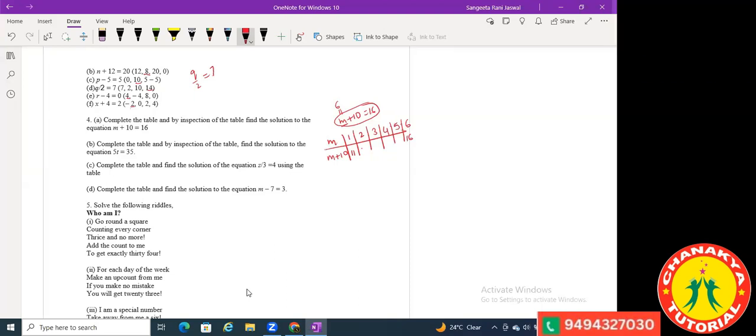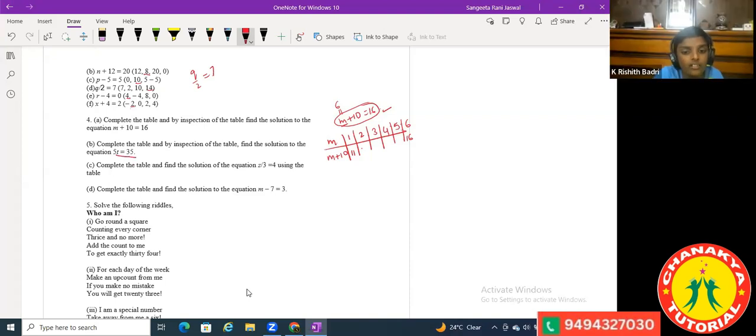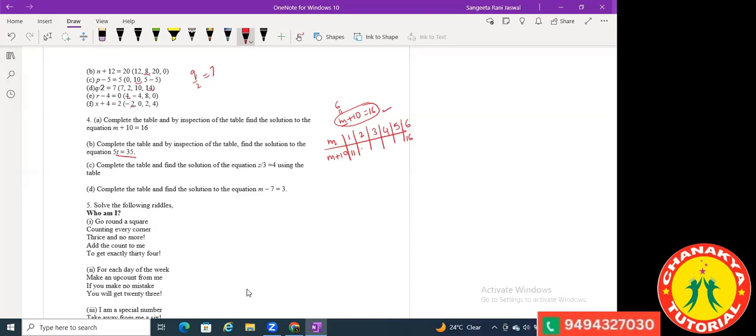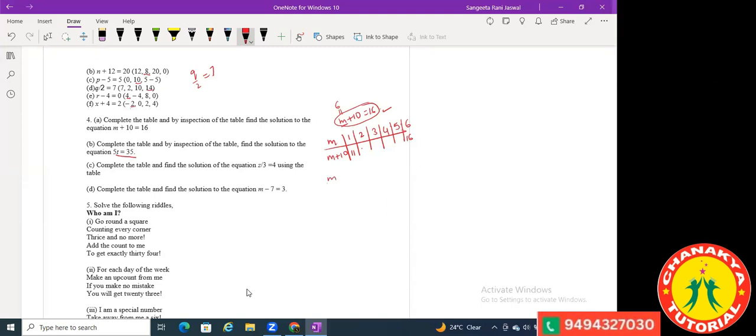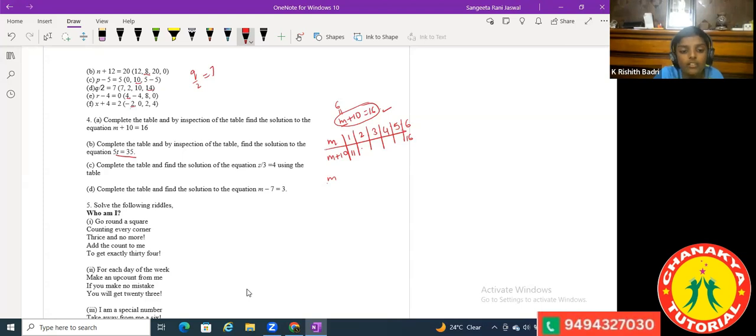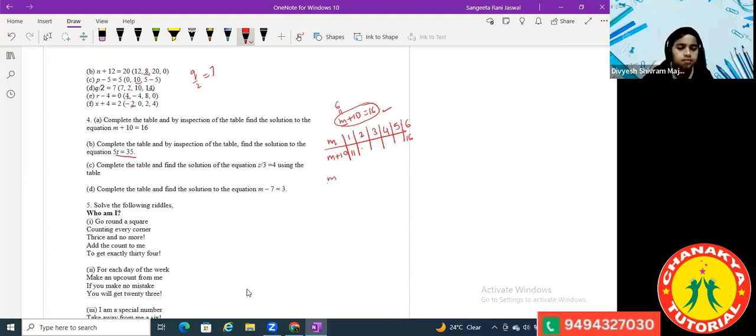Similarly, this question was based on this equation. Now you have another equation, that is 5t equals 35. Ma'am, t is equal to 7. So t will be 7. That means you have to make this table till t equals 7. Ma'am, Z is equal to 12. So here also Z is equal to 12, so you have to put the values till 12. You understood this? Yes, ma'am.